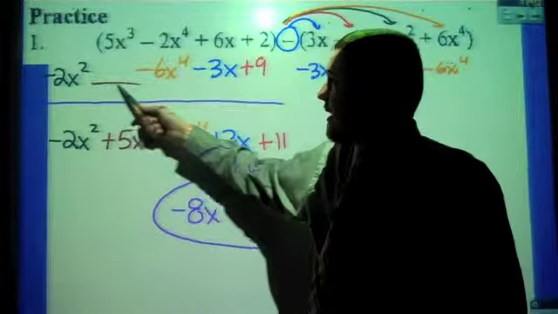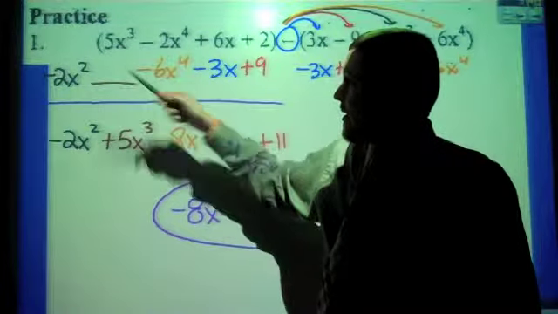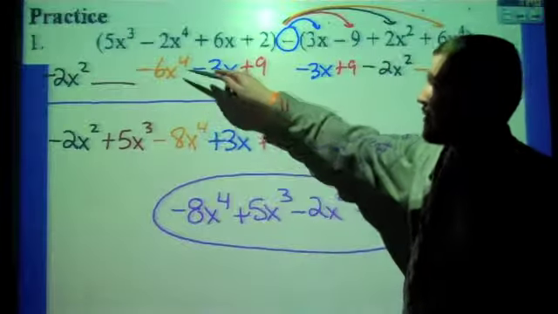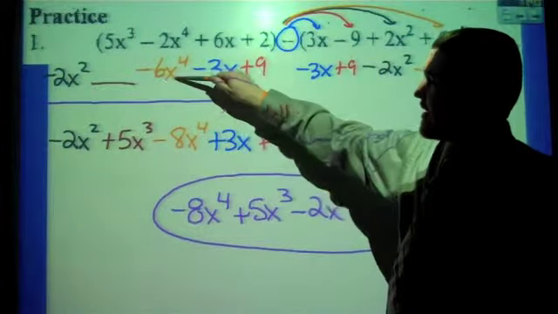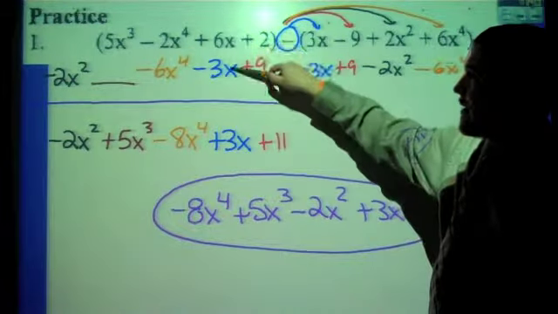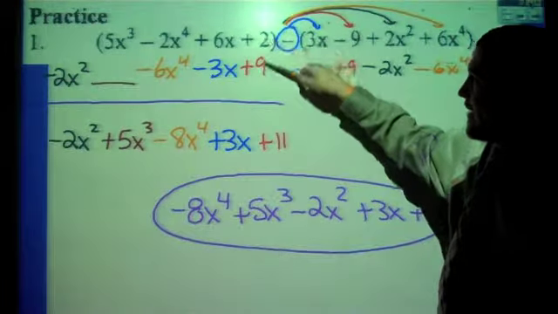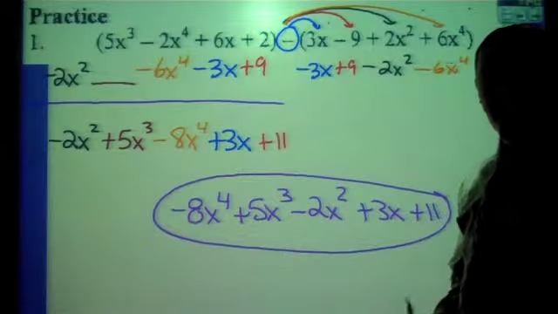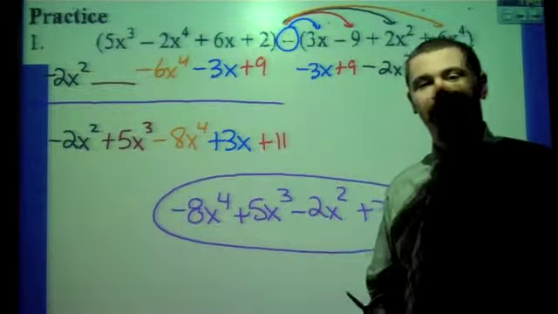Then we left a blank underneath 5x to the third because there's no match for the 5x to the third. Negative 6x to the fourth goes underneath negative 2x to the fourth. Negative 3x underneath 6x. 9 underneath 2. Once we've matched up our exponents, the third step is to add the problems together.